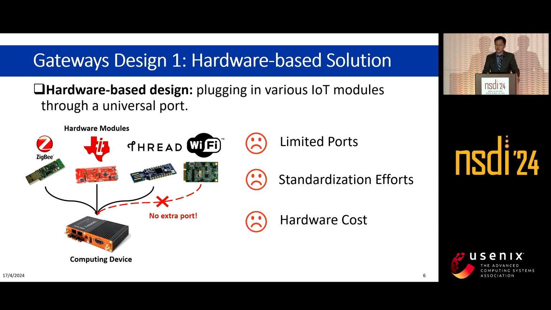In the market, there are two kinds of solutions. The first solution is based on hardware. The idea is simple: we define a universal port to support multiple wireless technologies. It's like plugging a 5G card into your laptop to enjoy the 5G network. But such a solution is limited by the number of ports, and it needs standardization efforts. The manufacturers must agree to accept such a standard. And finally, you still cannot avoid the hardware cost.